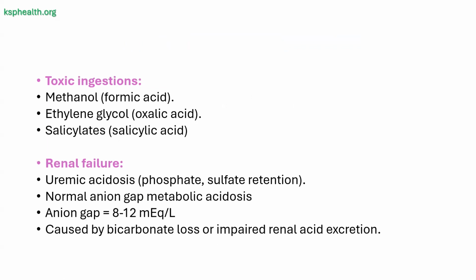Renal failure, failure to excrete the acid, results in uremic acidosis, where phosphate and sulfate accumulation happens. And the next group is normal anion gap metabolic acidosis. Anion gap is 8 to 12. It's caused by bicarbonate loss or impaired renal excretion.